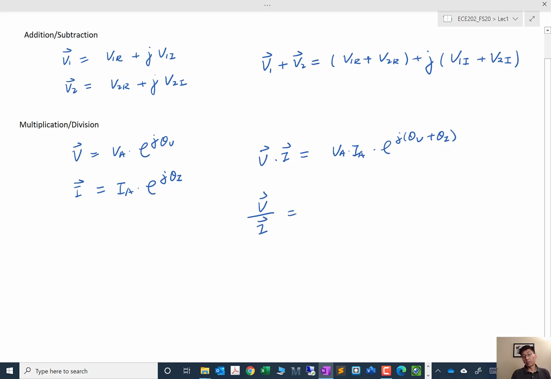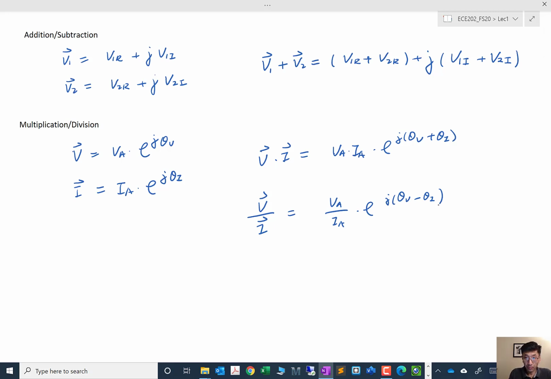And for the division, v over i, right? By the way, v over i is the impedance we're going to talk about later. So this one would be equal to Va over Ia times e^(j(theta_v minus theta_i)), right? So that's the multiplication and division in polar form.